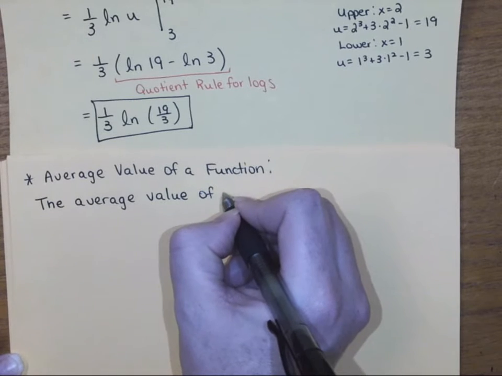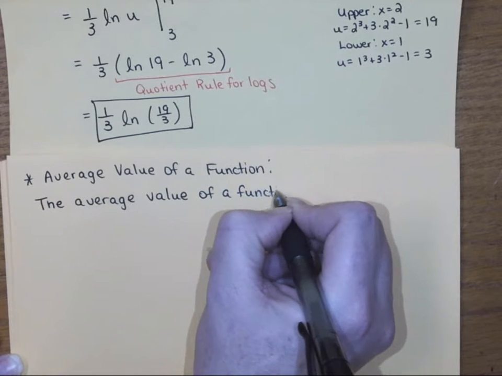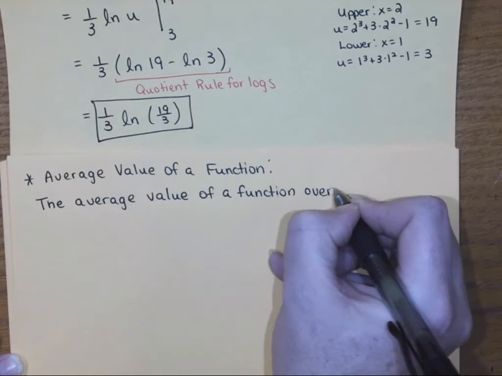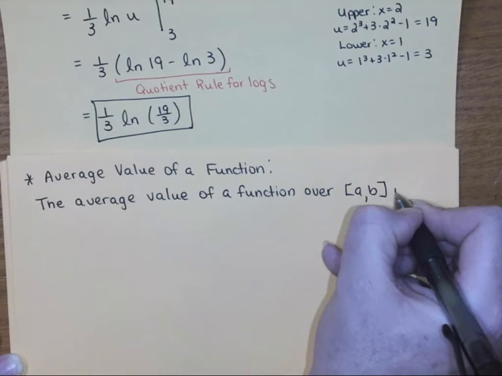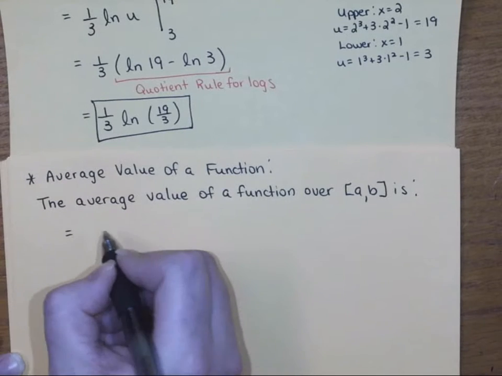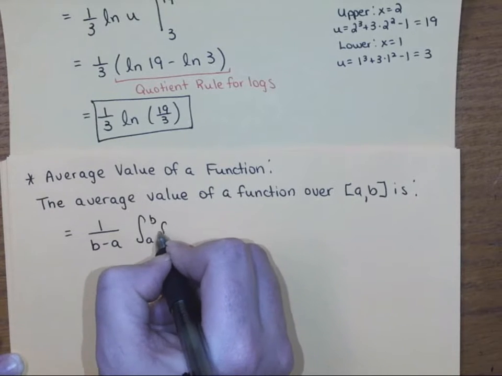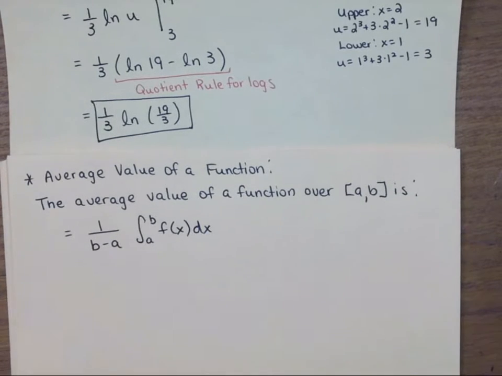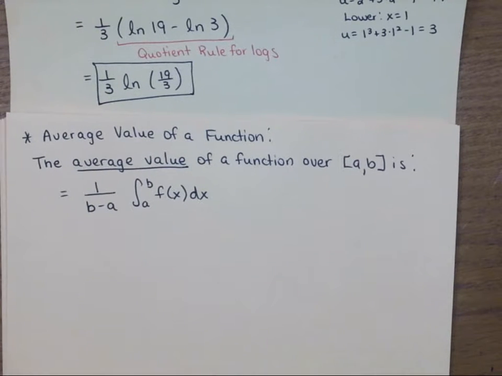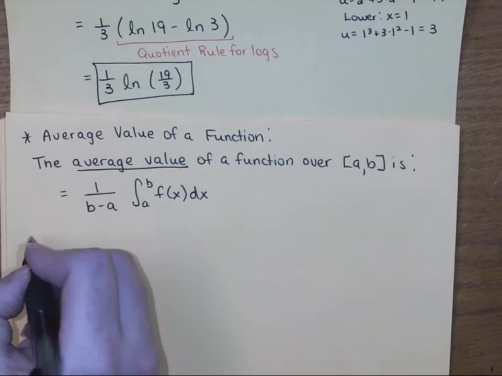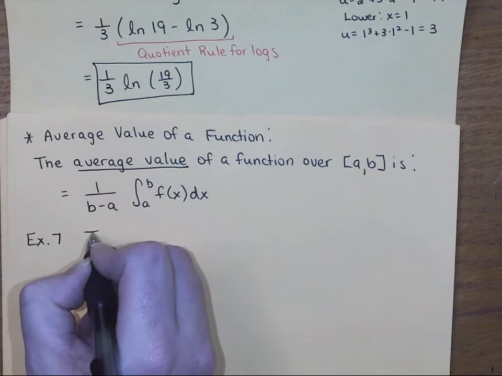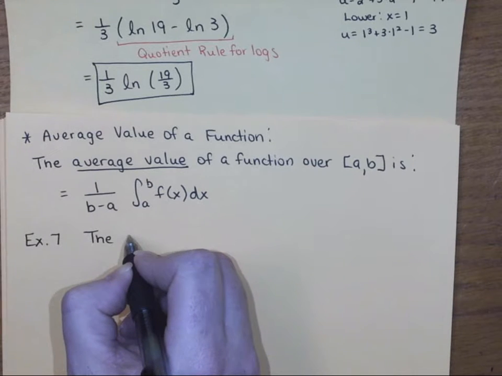So the average value of a function over the interval from a to b is an application of antiderivatives. It is 1 over b minus a, and then you take the integral from a to b of that function, and then don't forget your notation dx. So anytime you see average value being talked about, you will be using this formula. Okay, so let's look at a couple examples that use that. But honestly, the math involved is going to be really close to what we've been doing.